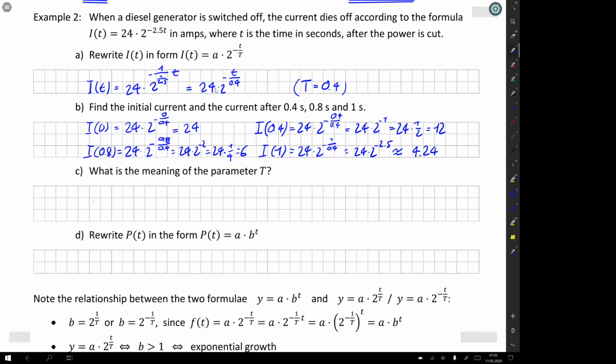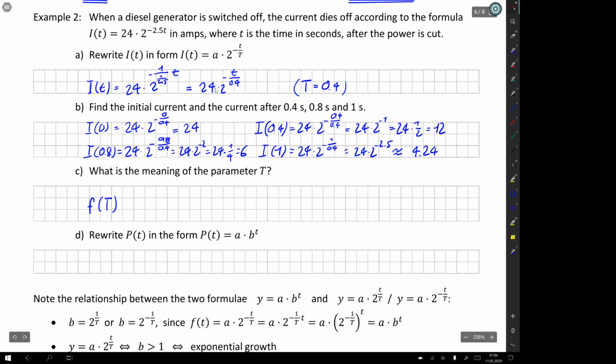Well, let's look at f of t. In the specific case here, for T equals 0.4, we have looked at the current after 0.4 seconds. We found it's 12, so it's half of the 24. And after 0.8 seconds, which means another 0.4 after the first 0.4 seconds, we get to 6, so half of that at 0.4 seconds. So we assume it is the half-life. So let us prove that.